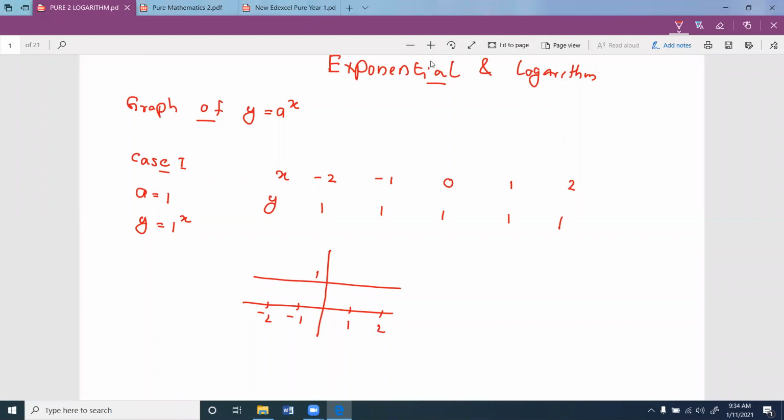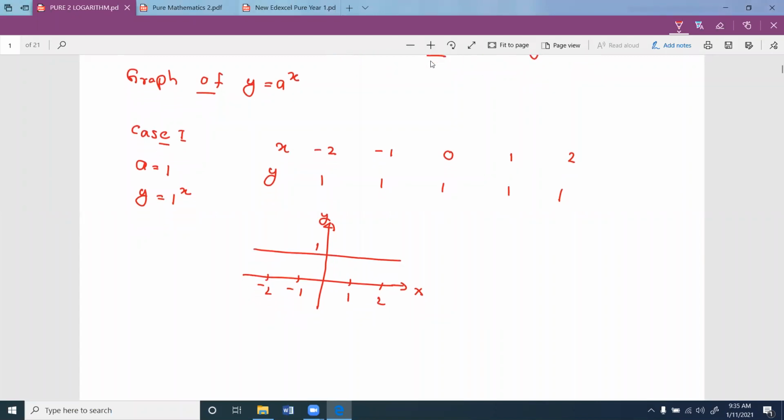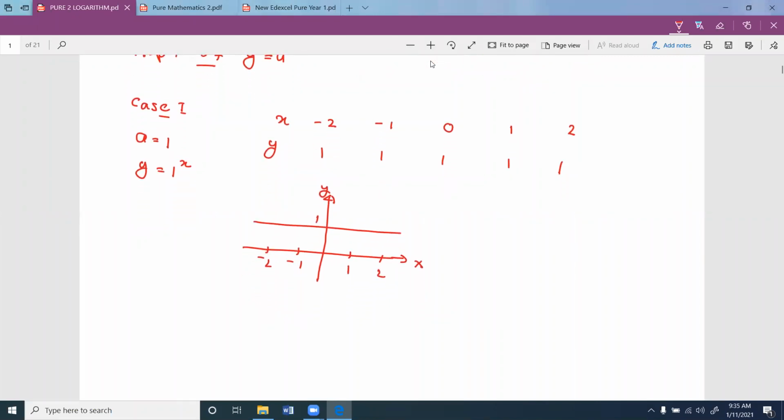This is a little bit of an exceptional situation compared to the other a to the power x graphs. Other than that, all other graphs are similar. So when you're working out, you'll understand what I'm discussing. Right? Okay. The next case is a equals 2. We are going to draw the y equals 2 to the power x graph.